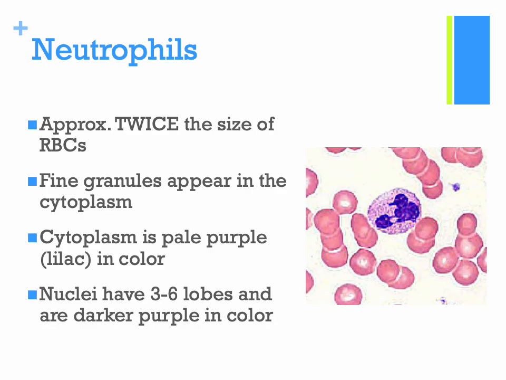So neutrophils are the most abundant ones. They're twice the size of red cells. They have granules in the cytoplasm, and those are the ones that we have spoken about that contain some chemicals to kill foreign bodies, right? Their nucleus is purple in color, and they usually have 3 to 6 lobes, and that's how you can tell them apart from the rest.